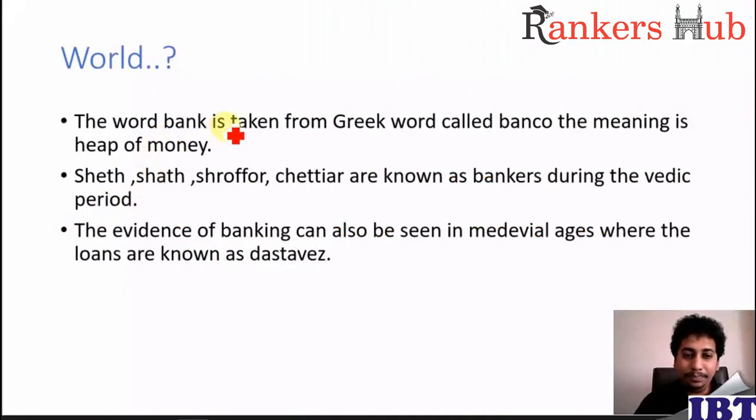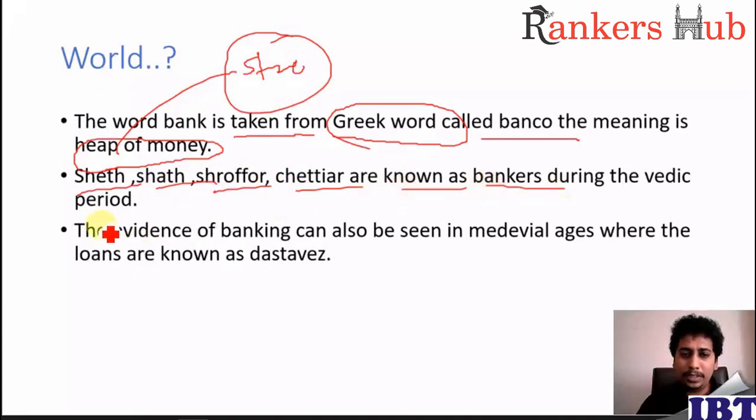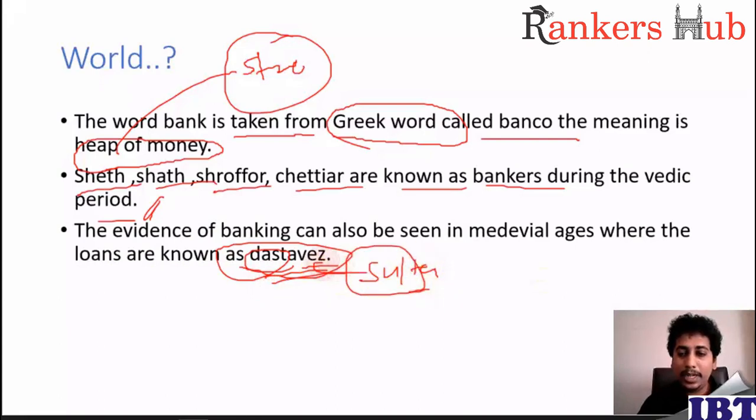Next, see some other definition we can take here. The word bank is taken from Greek word called banko, meaning is heap of the money. Heap of the money meaning thereby store of the money. Shet, Shat, Shrofa, Chetiyar are known as bankers during the Vedic period. Clear? There are different types of bankers. We don't have any SBI, HDFC access during that time. So these are the various types of names that are prevalent during that time. The evidence of banking can also be seen in medieval ages, where the loans are known as dastavez. Very important. During the medieval Indian history, especially during the Delhi Sultanate, the loans were known as dastavez.